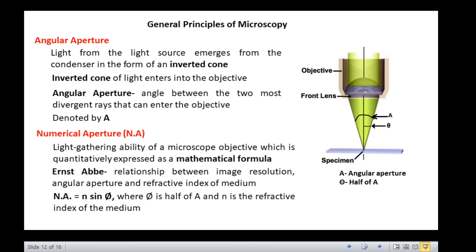It is clear that theta can never be larger than 90 because sine of 90 is 1. So, no objective can have an NA numerically larger than the refractive index of the medium in which it is working. Thus, numerical aperture is a mathematical expression which gives the relation between the amount of light concentrated by the condenser and that collected by the objective.